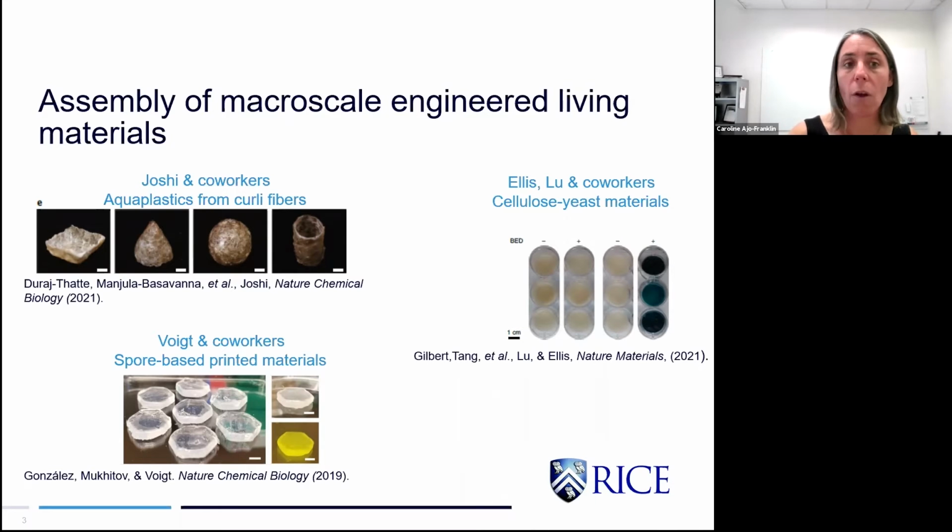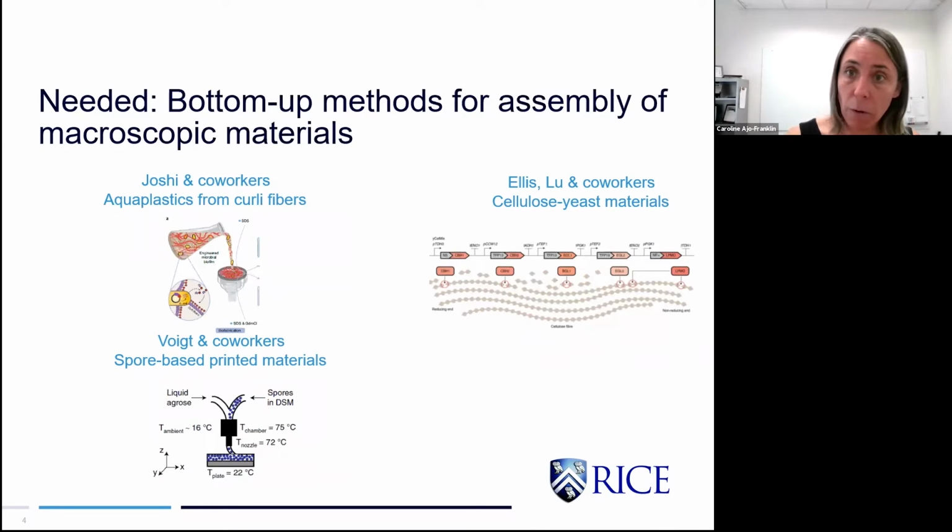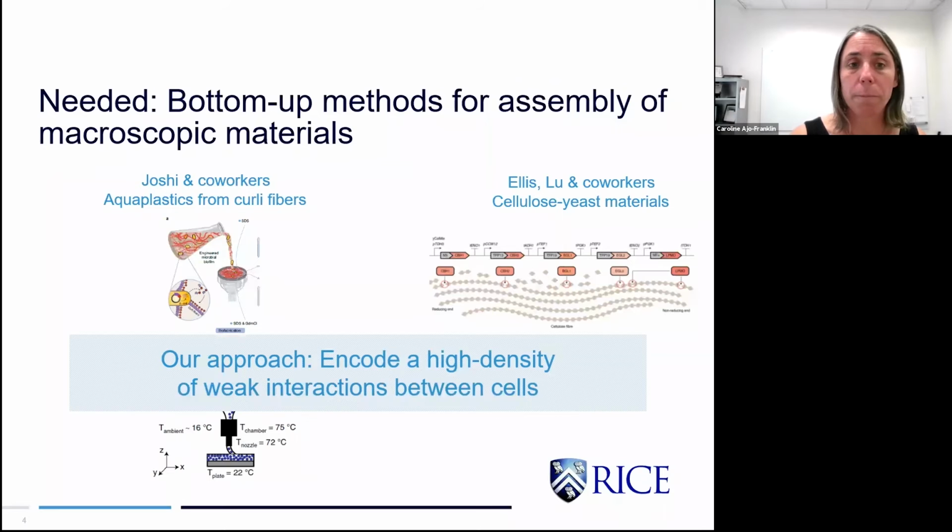In all cases, we've actually needed to either introduce chemicals or do some substantial processing to make these materials, as opposed to the seed that just grows with minimal input. Or conversely, in the case of the cellulose yeast materials, because it's built around a material that naturally forms, we haven't been able to tune it and really control the structure in the way that we would envision from a bottom up as opposed to a top down approach. So we really wanted to make a bottom up approach for assembling these macroscopic materials.